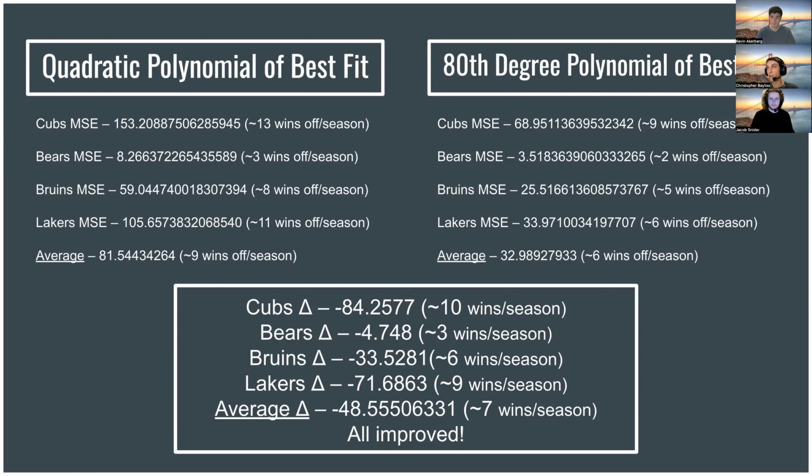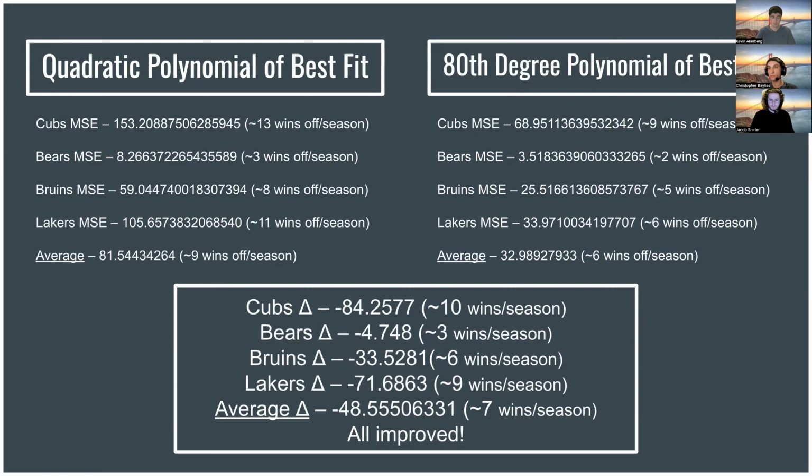Yep. And then for our 80th degree polynomial, we saw a reduction in that error. For the Cubs, you'll see that instead of 13, we got 9 wins off. For the Bears, instead of 3, we got 2 wins. For the Bruins, instead of 8 wins off, it was 5 wins off. For the Lakers, instead of 11 wins off, it was about 6 wins off. And then overall, we went from about 9 wins off for the accuracy down to 6 wins off for the accuracy.